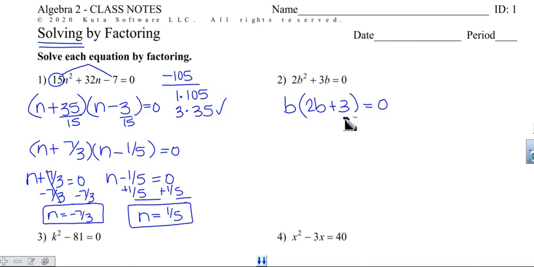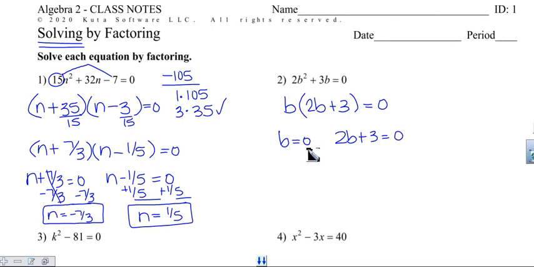Always double check your parentheses to make sure that you cannot factor any further. And in this case, I can't. Now it's time to solve. I'll take each part and set it equal to 0. b equals 0, and 2b plus 3 equals 0.